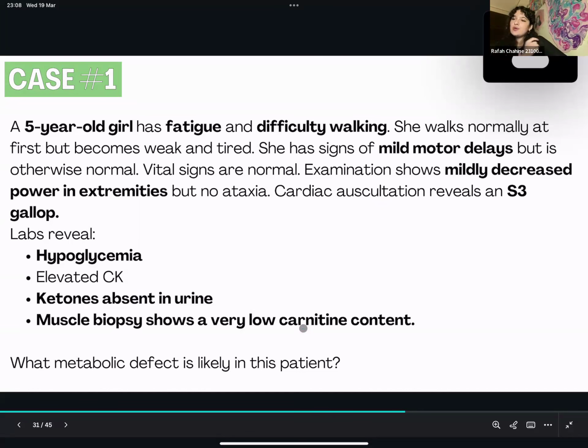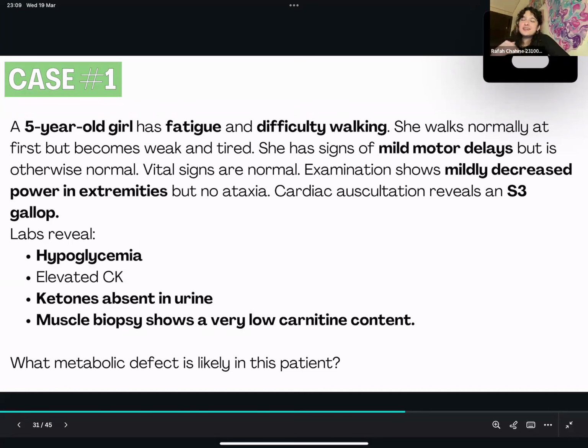Now, would anyone like to tell me what the answer is? If someone's answering in the chat, can someone read it out because I can't see it? MCAD deficiency. You're close. You're close. Okay, so this is not an MCAD deficiency. This is a primary carnitine deficiency.